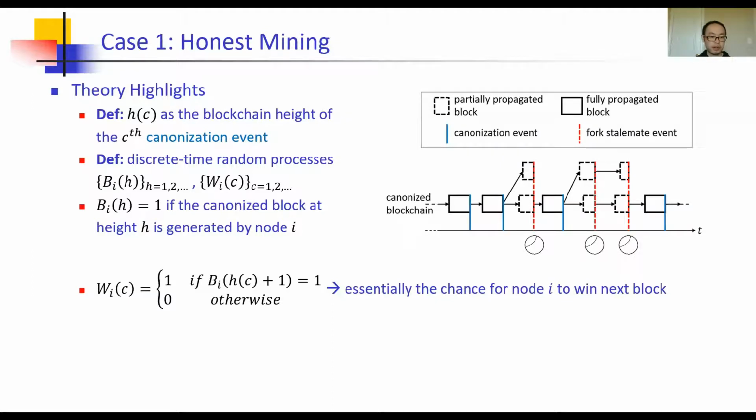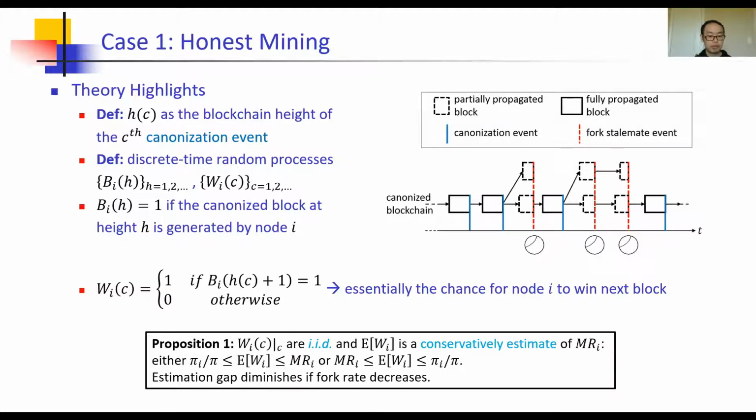Then we define two discrete time random processes, B_i and W_i, which are embedded right after each canonization event. Without speaking too much of the technical details, we say W_i essentially evaluates the chance for node i to win the next block. We propose that the expected value of W_i is a conservative estimate of i's mining revenue, which is proved in this paper. The estimation gap diminishes if the fork rate decreases. Then we move to calculate the expected value of W_i.